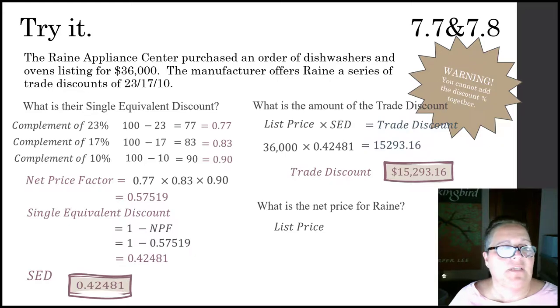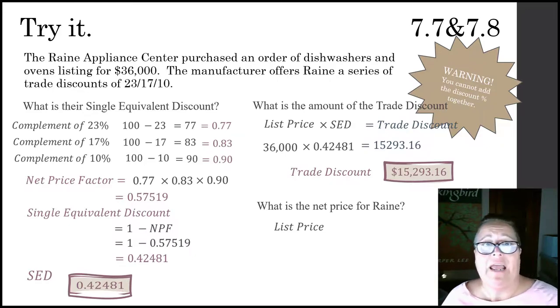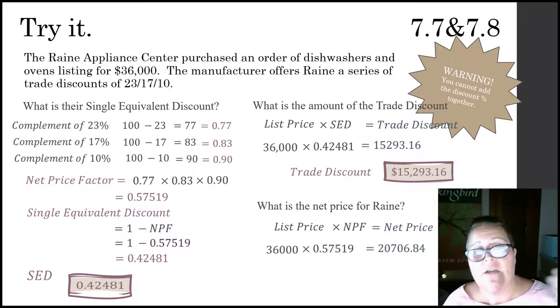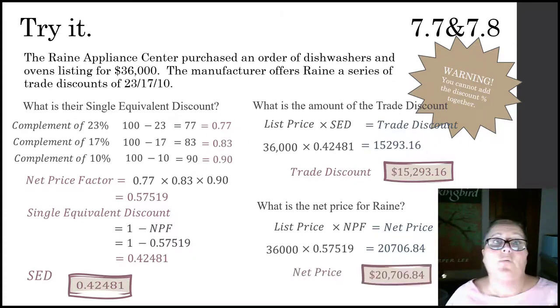But I could also use the net price factor, and I already have that. So I'm just going to do list price times that net price factor to get my net price. So 36,000 times 0.57519, or $20,706.84. Both of these are perfectly fine ways. Because everything is related, they both work out to the same number, or at least they should.